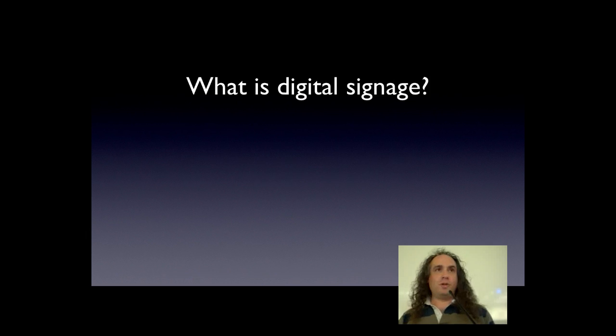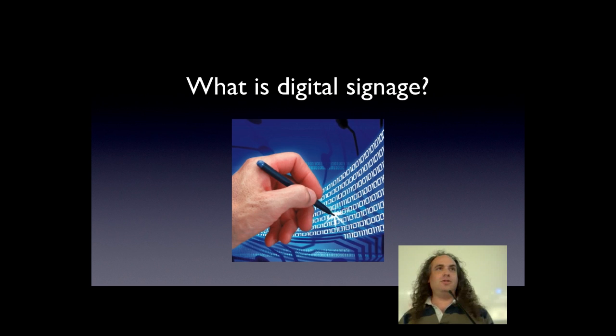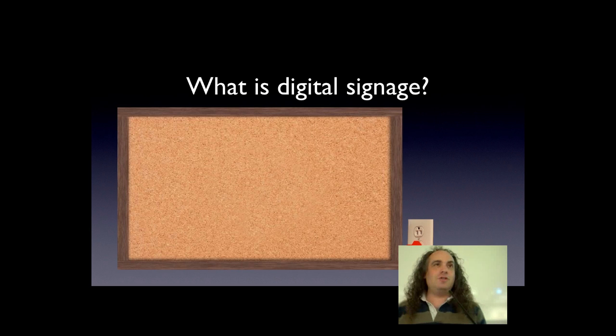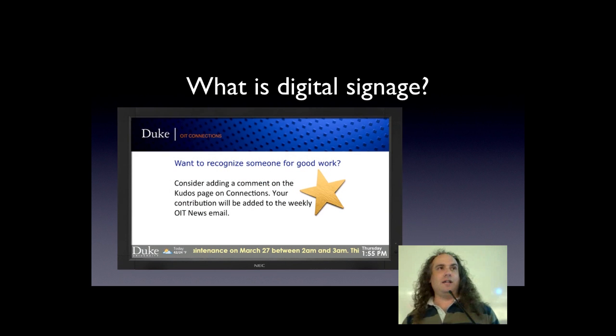So first of all, I did a presentation on digital signage at ITAC about a year or so ago, and everybody thought I was talking about digital signatures. So we're not talking about digital signatures. What we're talking about is essentially a bulletin board that you plug into the wall. It's an electronic bulletin board. It's a way to do digital flyers at its core, right?